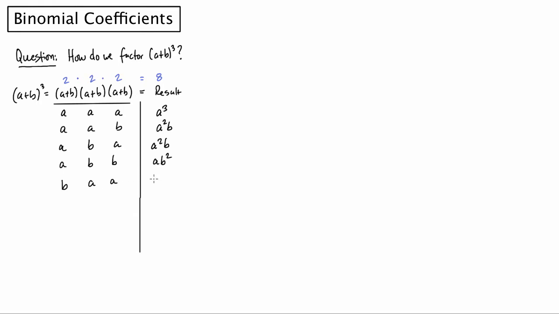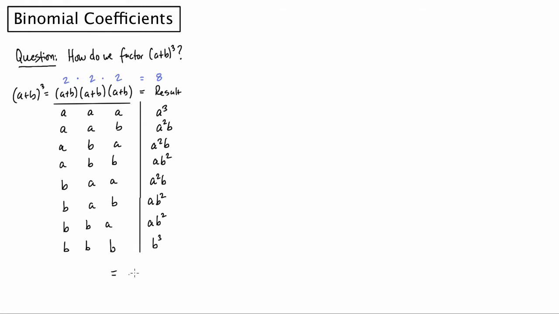With b, a, a, this would be a squared b. And then we have, let's say, b, a, b. So this would be a b squared. And then we have b, b, a. So this would be another a b squared, and then all b's. So these are the possible arrangements of products that we get by choosing either an a or a b to multiply other parts by. All of these matchings have to occur in order for us to completely factor a plus b cubed.